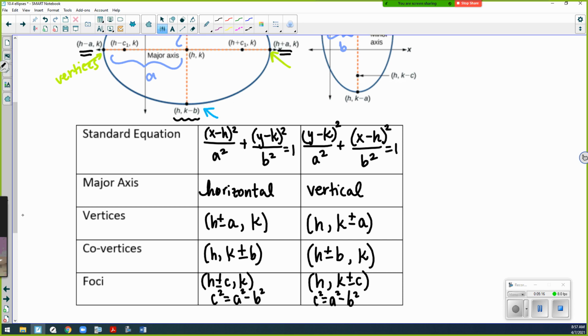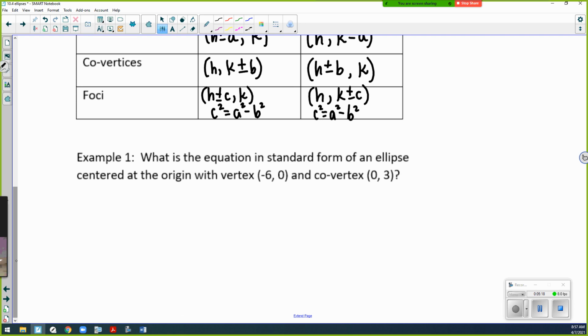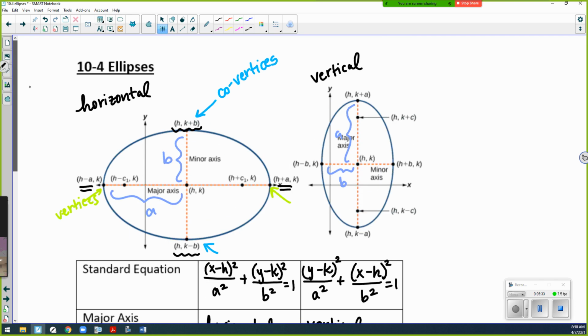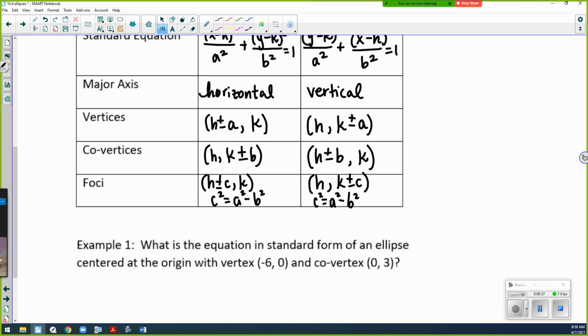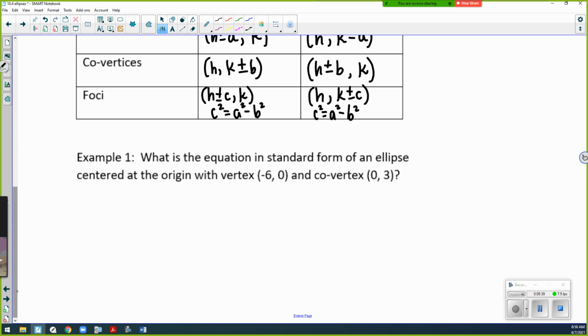That's going to be a really handy chart for you to look back at here in a few minutes. So now let's take a look at some examples. In this first example, what is the equation of the standard form of an ellipse centered at the origin with a vertex at (-6, 0) and a co-vertex of (0, 3)? So maybe you're going to want to look up here and think, where are the vertices? Where are these co-vertices? What are we talking about? Okay, well, let's make a picture. Let's see if we can do that.